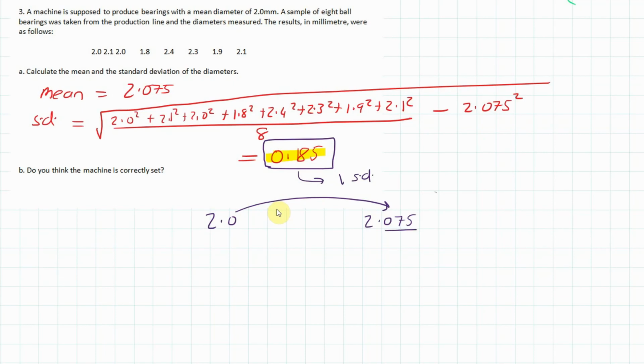Now, when you're looking at a bell curve like this, within one standard deviation either side, I think it's 68.5%, 68%? Yeah, 68%. So the fact that this is lying within half a standard deviation suggests that it's probably correctly set.